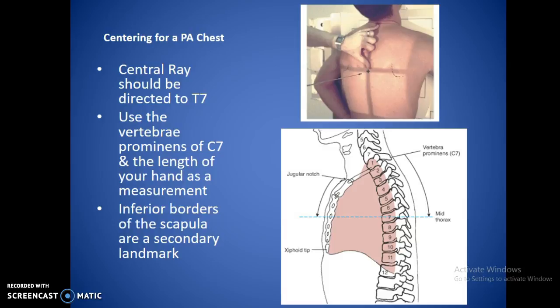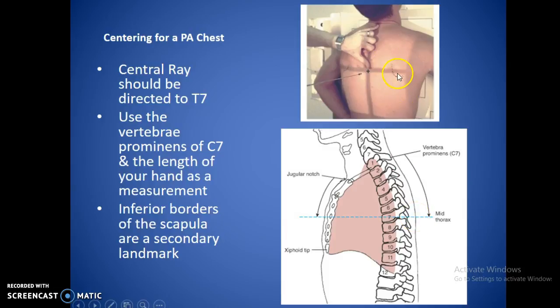Centering should be directed to T7. That means the thoracic vertebra number 7. What you can do is palpate the vertebra prominens, which is a little bump on the back of the neck that most people can find pretty easily. And you use kind of this hang loose sign, and that usually will measure right down to your central ray area, which should be about T7.